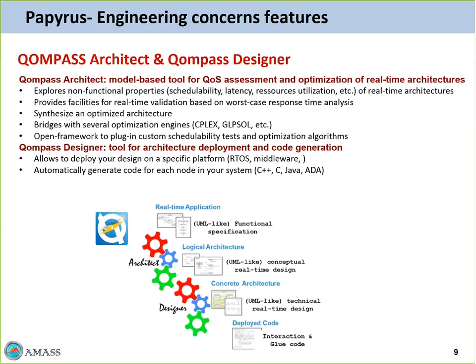And for Compass Designer, from the architecture defined in the Compass Architect, we can have a deployment of the design on a specific platform. So we can also, after the deployment, have automatic generation of code, like in C++, that is the most advanced feature, but also in C, in Java, and in Ada. Next, please.